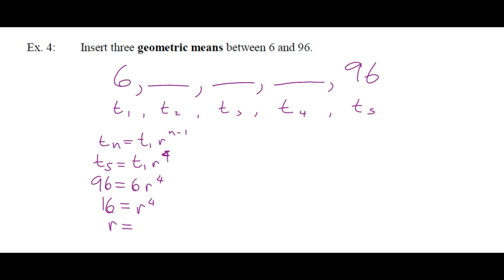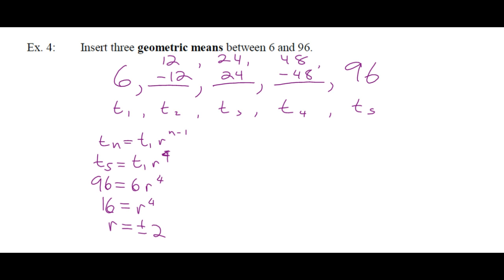Now think very carefully before you answer. What's R? Is that all? Plus or minus 2. It's an even power. So r is plus or minus 2. So the numbers, if it's 2, then we get 12, 24, 48, and 96. If it's negative 2, we get negative 12, positive 24, negative 48, and positive 96.